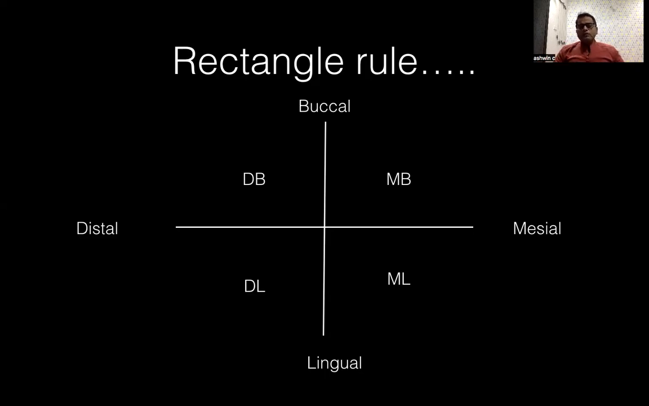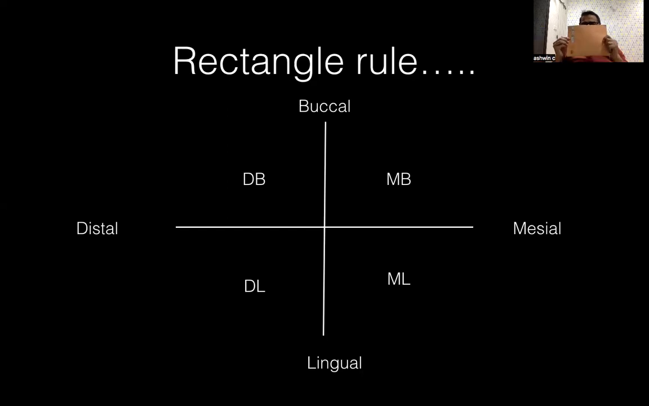So what is the rule of rectangle? This is specifically for the molars, upper and lower molars. This rule is for the lower molar. Lower molar is nothing but a rectangle. If you see it, it's nothing but a rectangle. So you have to divide the molar.